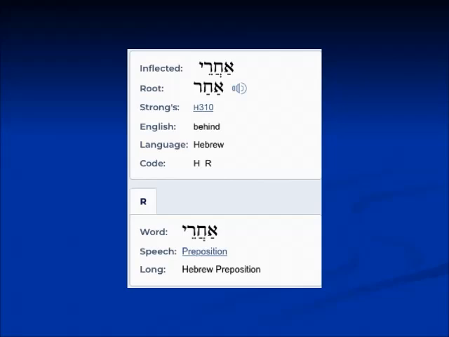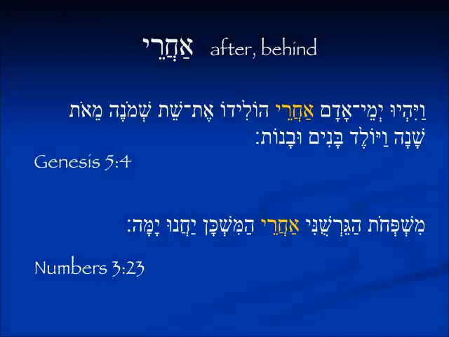Acharei means the opposite, behind or after. Now, if we look at the parsing on Blue Letter Bible, we see no reference to smichut. And in fact, the root is listed as achar, and achar and acharei can be used quite interchangeably. There's some very fine point rules about when you use one or the other, but they're both the same, either behind or after. From Genesis 5:4, Vayihiyu yimei Adam acharei holidu et Shet.